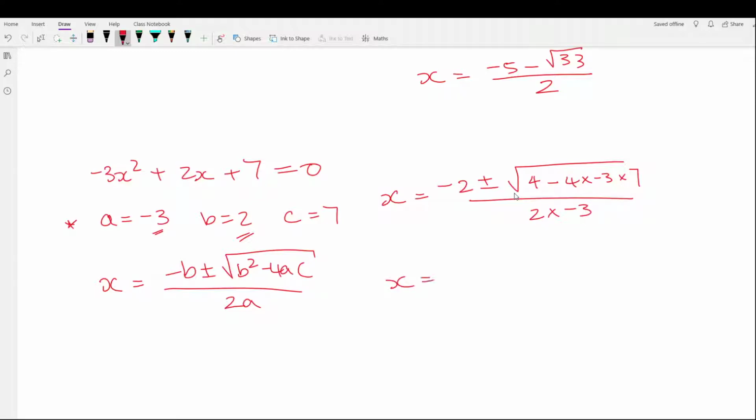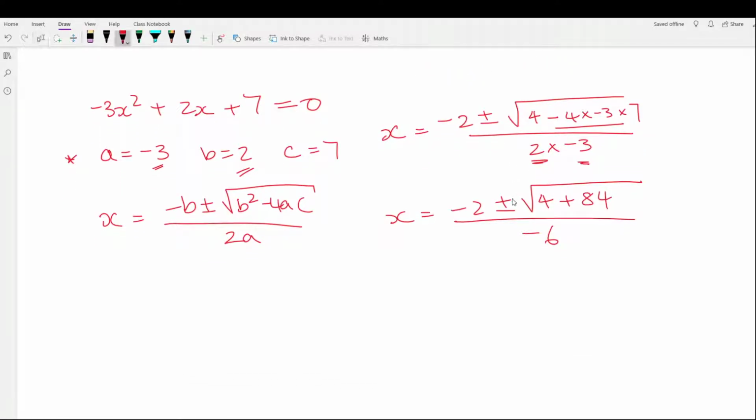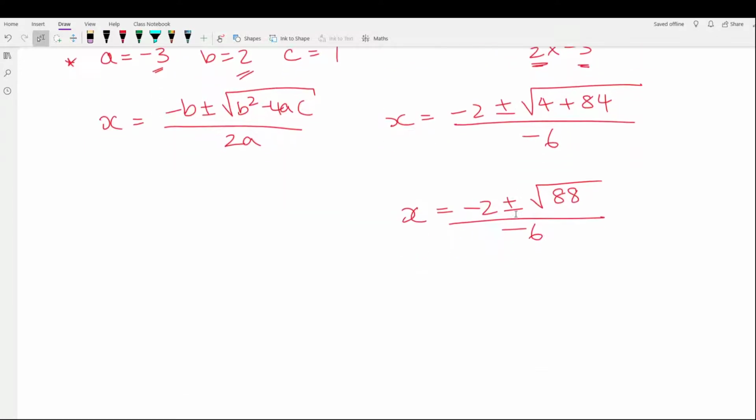So x is equal to minus 2 plus or minus the square root of 4. So we've got minus 4 times minus 3, which is positive 12. Positive 12 times 7 is 84 over, so 2 times minus 3 is minus 6. And now we can simplify that a little bit further. So minus 2 plus or minus the square root of 88 over minus 6.